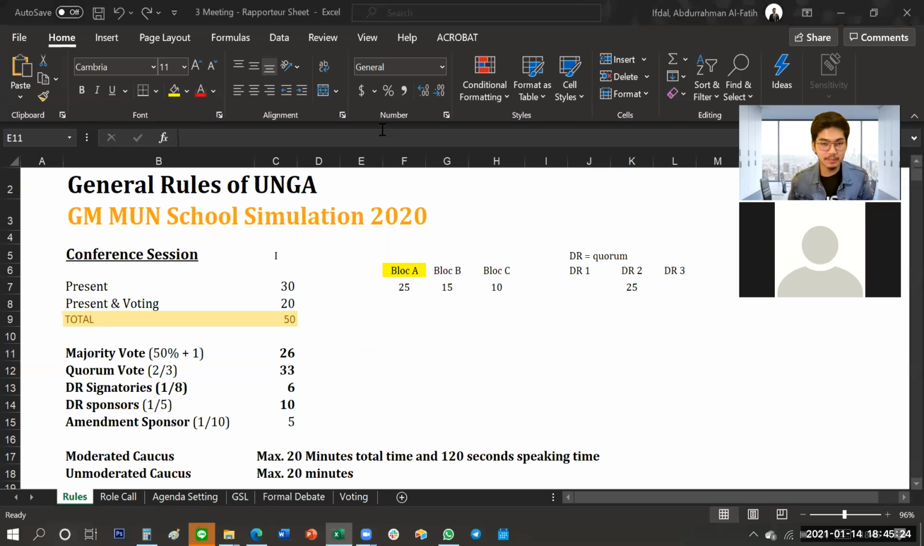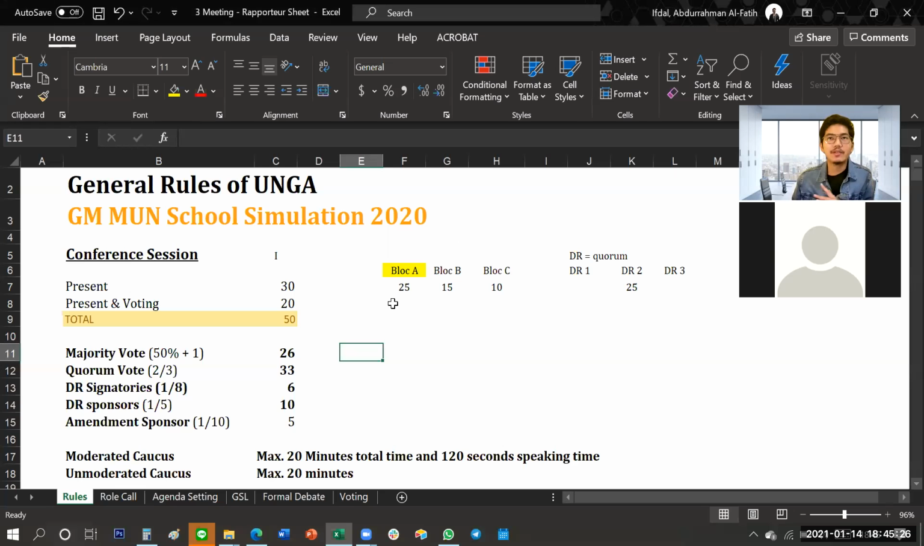But remember, it is very rare if you are a sponsor of a draft resolution, but then you choose others' draft resolution. It is possible, but it's super rare. I would encourage you not to do that, because it will be very funny, because you're the one sponsoring it, but you're not even voting for it at the end. It is possible, but I encourage you not to do that.